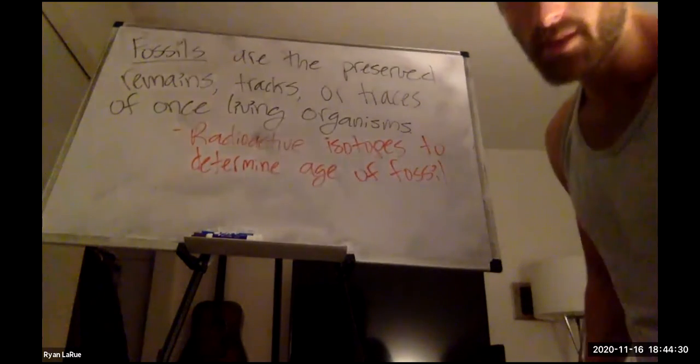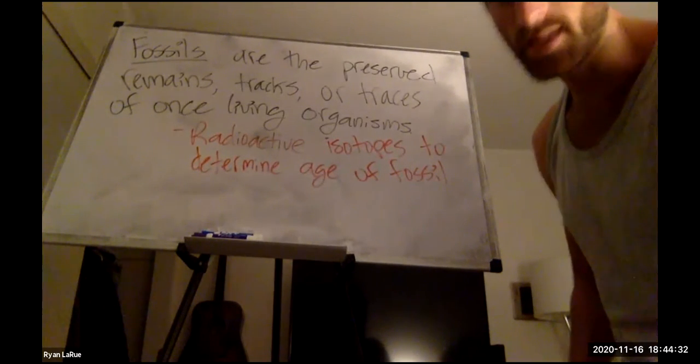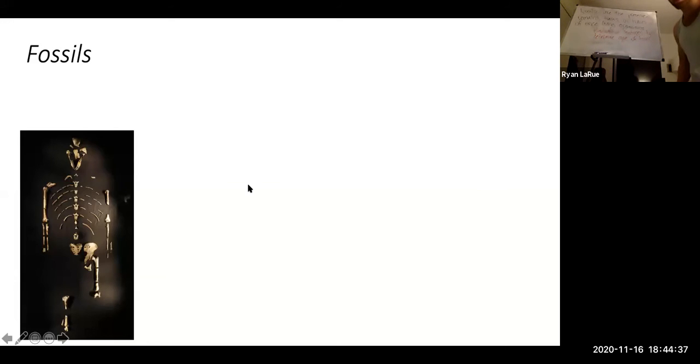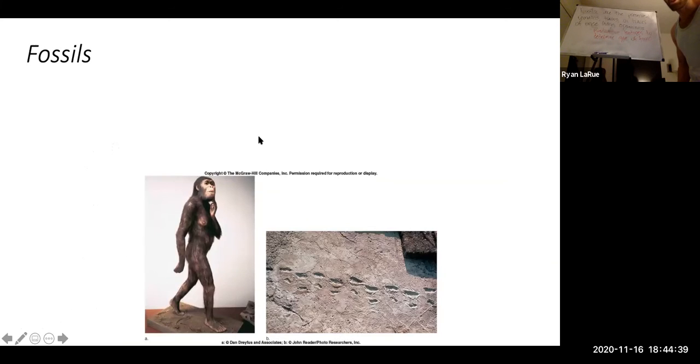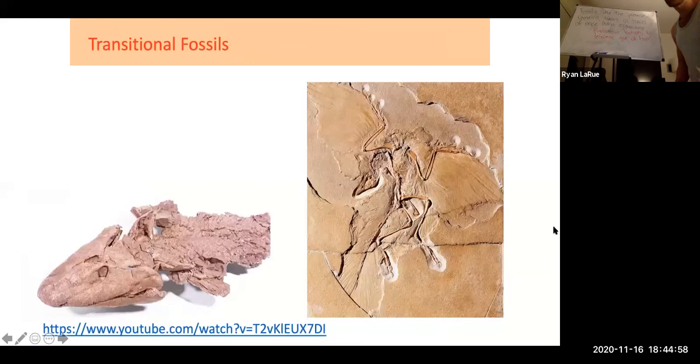Okay, let's take a look at another example of really interesting fossils that have been found pretty recently. Oh, here are some more examples. Footprints. This is actually thought to be the common ancestor of chimps and humans, called Australopithecus. You don't have to know that. Transitional fossils are very interesting.